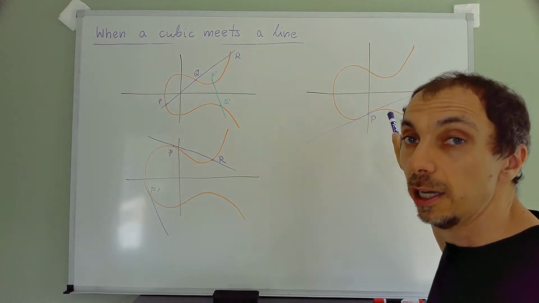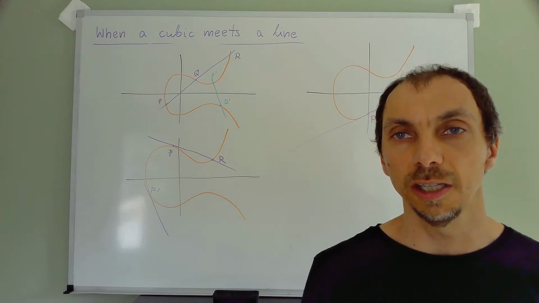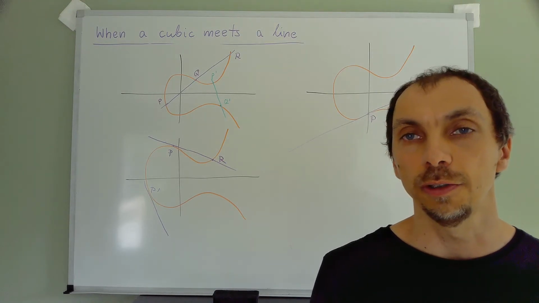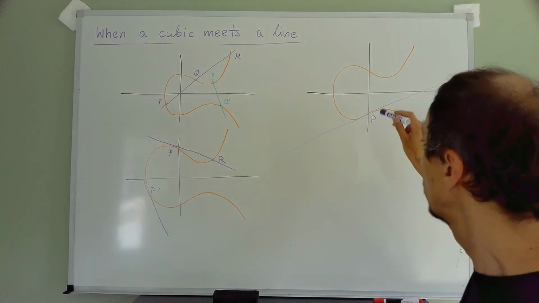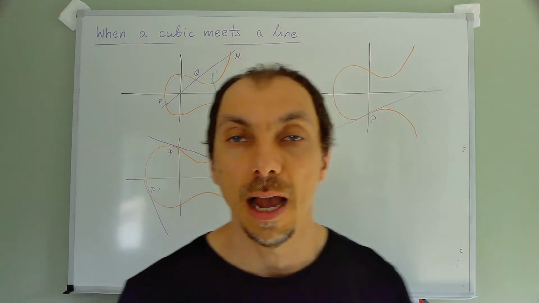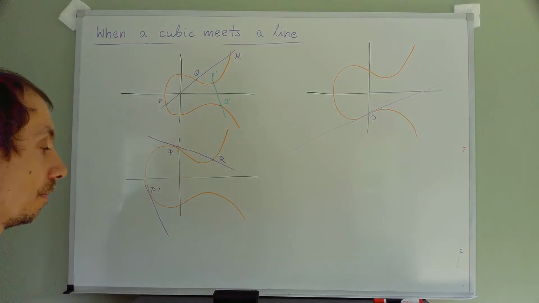Same here, okay? In this last one here, the line intersects the curve only at one point. However, it intersects it at the point of multiplicity 3. So if you count multiplicity, it's still 3 times. No matter how you draw it, it is 3 times.